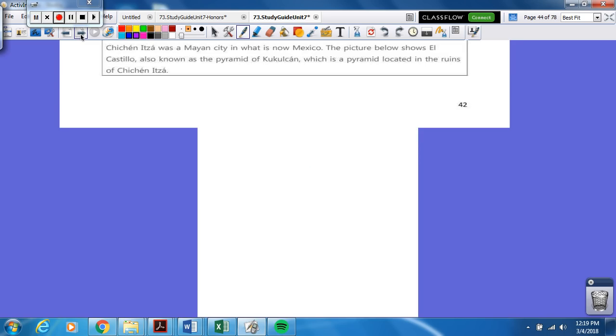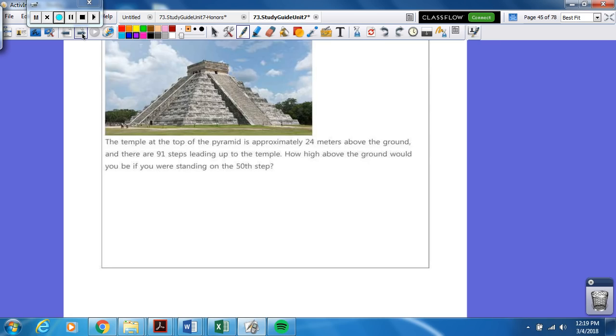Last but not least, we have this one right here. So Chichen Itza was a Mayan city in what is now Mexico. The picture below shows El Castillo, also known as the Pyramid of Kukulkan, which is a pyramid located in the ruins of Chichen Itza. Alright, here it is, right here. The temple at the top of the pyramid is approximately 24 meters above the ground, and there are 91 steps leading up to the temple. That's my scale factor. That just told me. 24 meters is 91 steps.